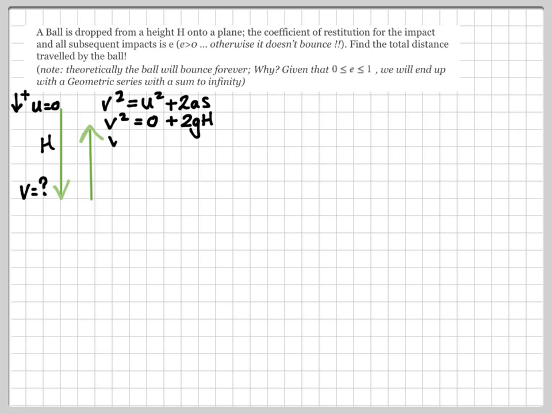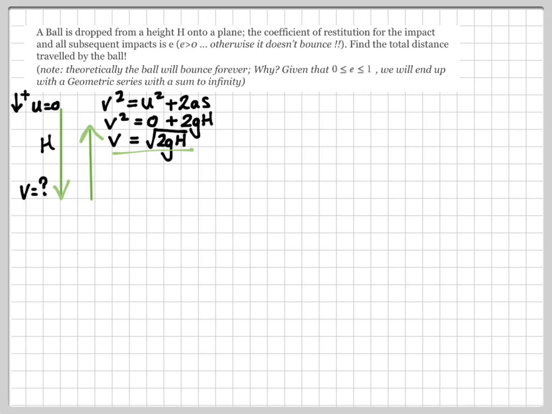We can see we can simply use a SUVAT equation to find the final velocity, i.e. the velocity when the ground was struck. So v squared is u squared plus 2as. Substitute in the values and you should see that v will equal the positive square root of 2gh.